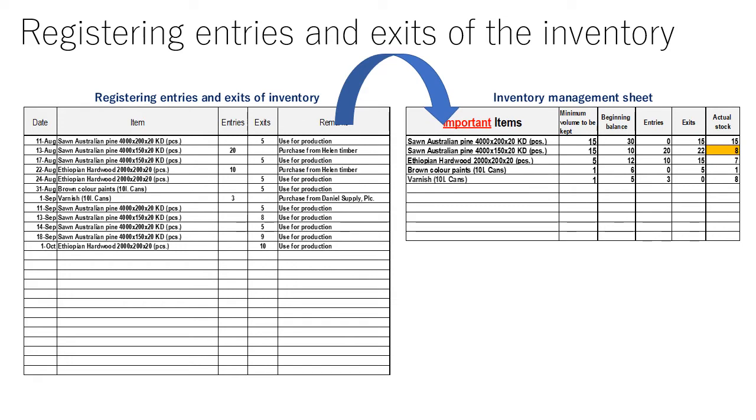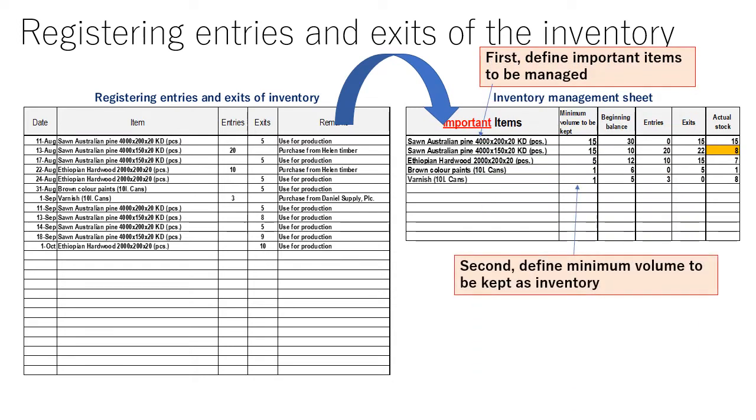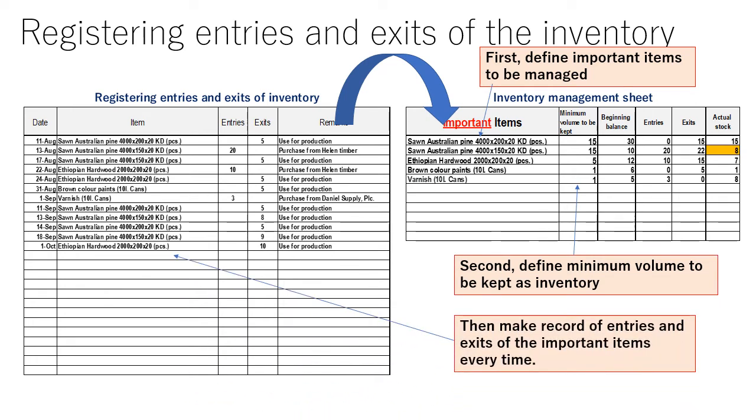website. For the efficient use of this sheet, first, define the important items to be managed. Second, put in the information of the safety inventory volume, which can be calculated by the other sheet as presented before. And third, make records of entry and exit of the important items every time. Then, the actual stock volume of each item can be calculated automatically.